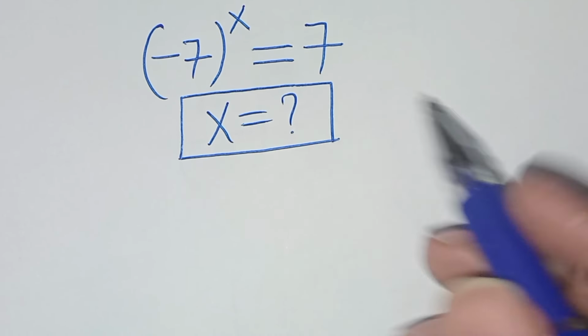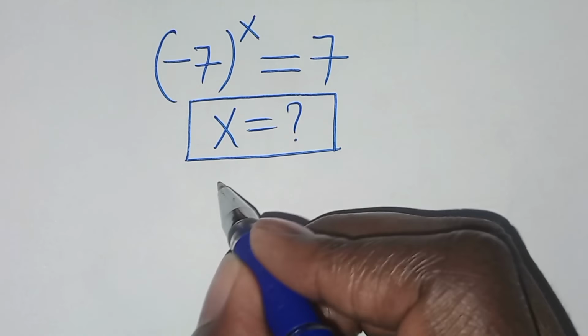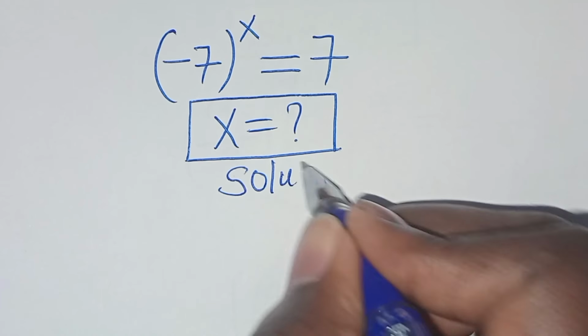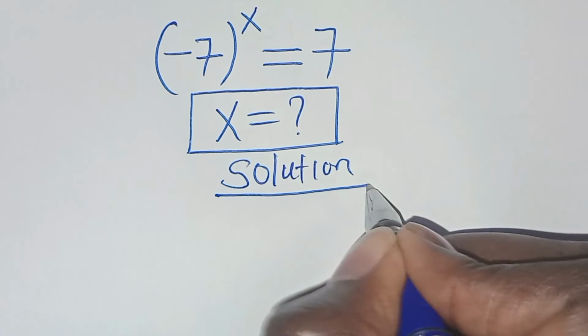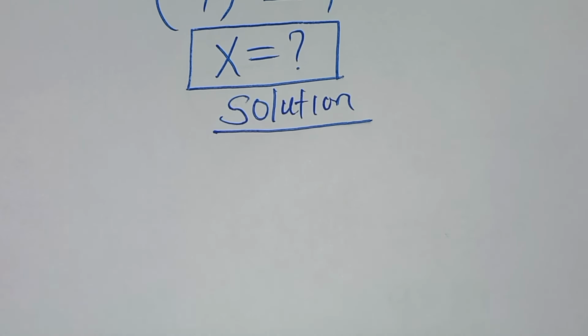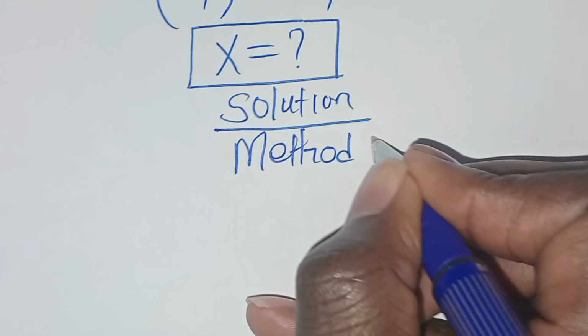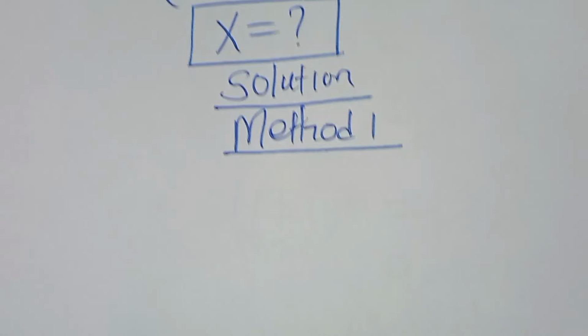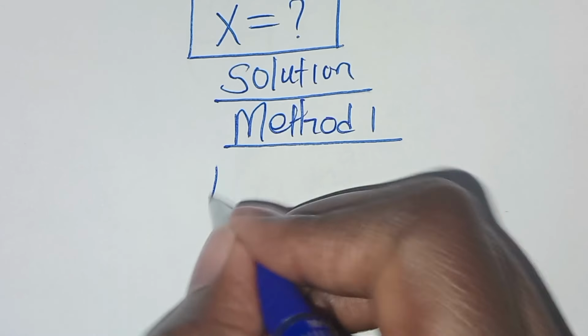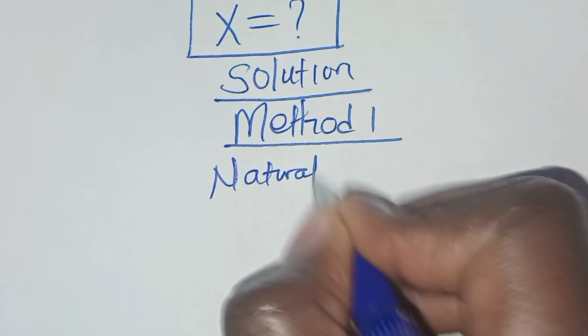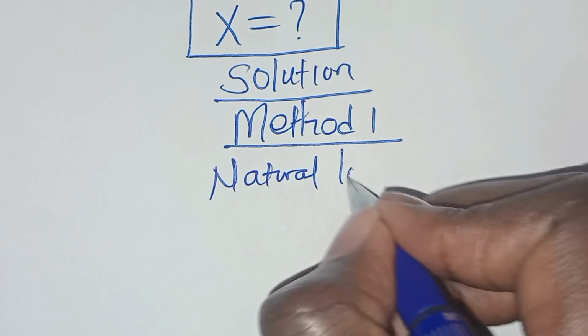Now, we are going to apply two methods here. So let's present the solution. We are going to apply two methods. Let's start with method 1. In method 1, we are going to apply the aspect of natural log.